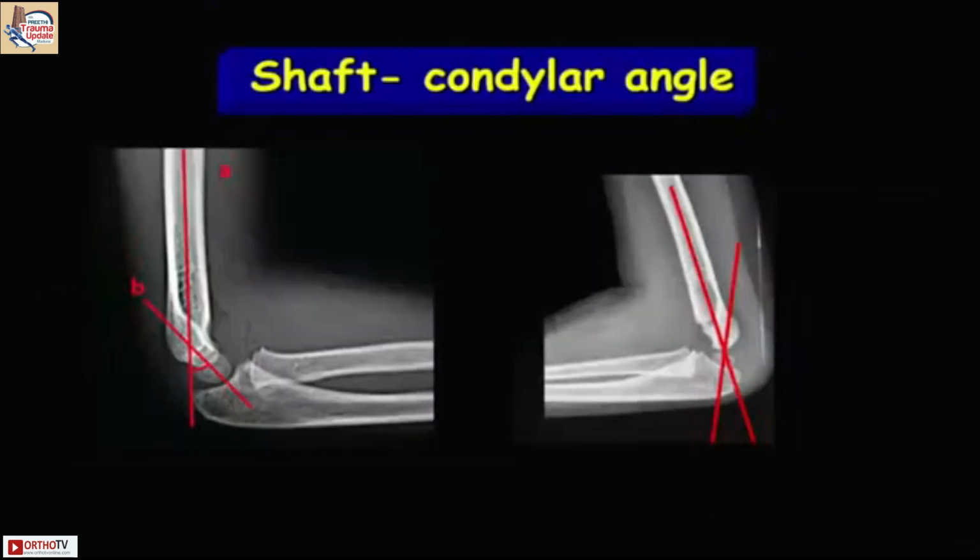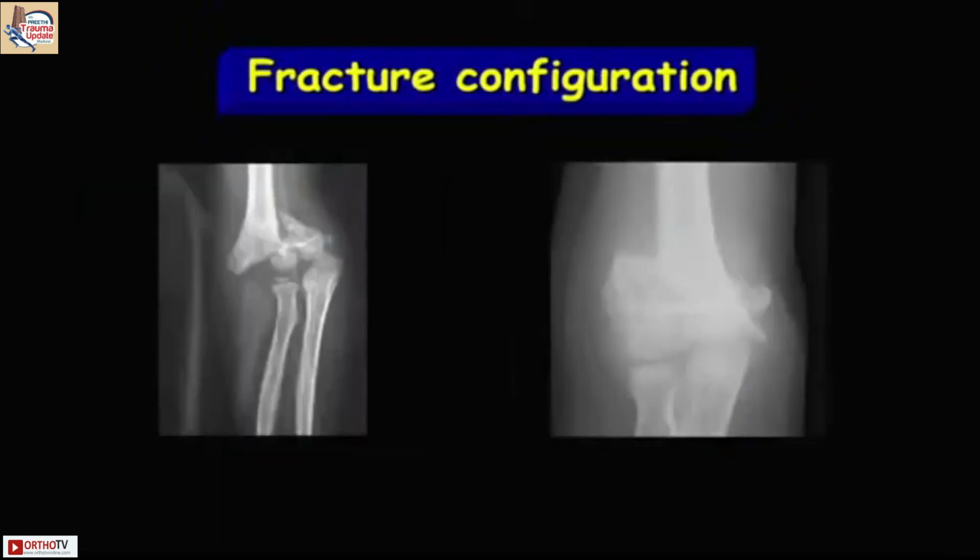So shaft condylar angle, if it extends further, the angle is going to reduce. Again, this is similar to the HLI, the anterior humeral line index. So initial deformity is more, the soft tissue is poor, you have to fix them. So all these things told you when to fix. Now this fracture configuration is going to tell you how to fix.